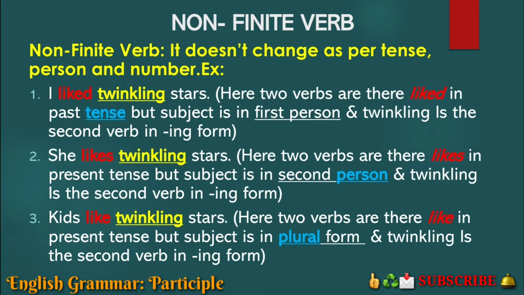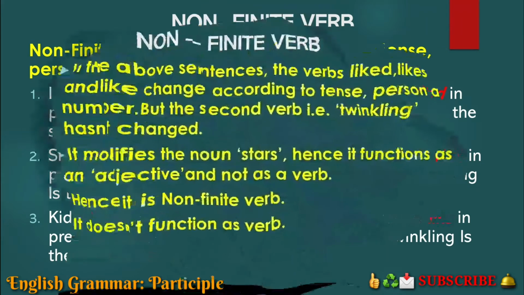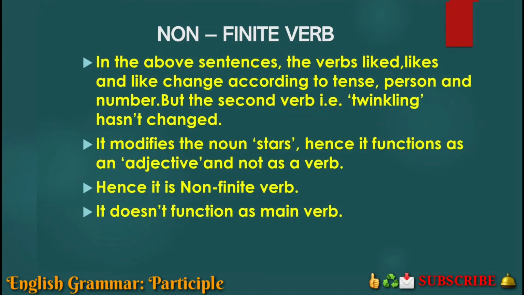But as per the subject, the first verb has changed into liked, likes and like. But the other verb, that is twinkling, doesn't change. Okay, students, have you understood? So, students, we can conclude here that in the above sentences, the verbs liked, likes and like change according to tense, person and number.